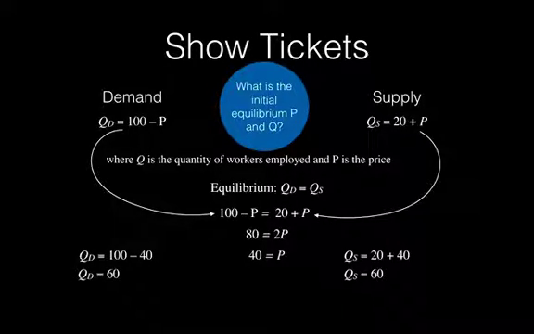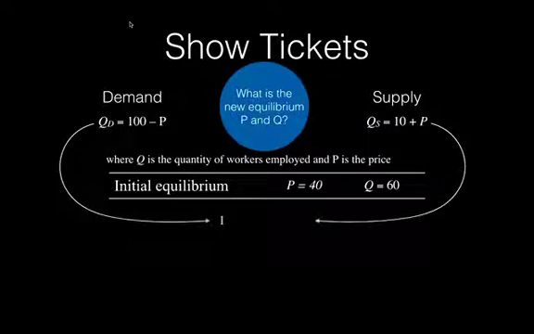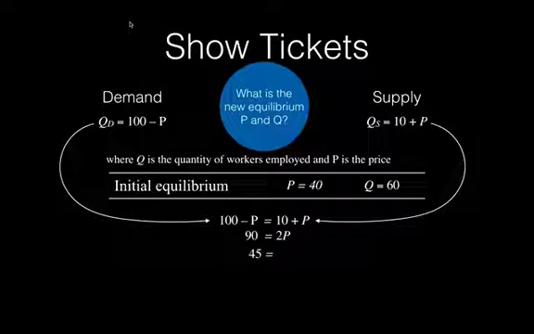So what's going to occur is we're going to change the supply curve. There's going to be a supply shock. Let's say that there's an increase in the wages being paid to actors, and this is going to cause the supply curve to shift to the left. So we have a new supply curve. So it's now the quantity supplied is equal to 10 plus P. So we go through the same process. We set demand and supply equal to one another, which gives us 100 minus P equals 10 plus P. So we add P to both sides and subtract 10 from both sides, which gives us 90 equals 2P. And dividing by 2 gives us an equilibrium price of 45.